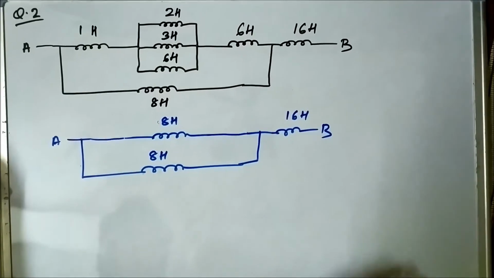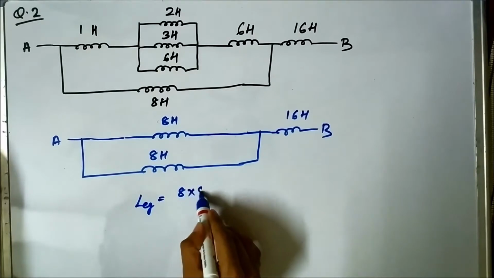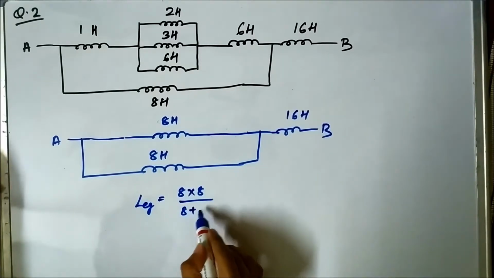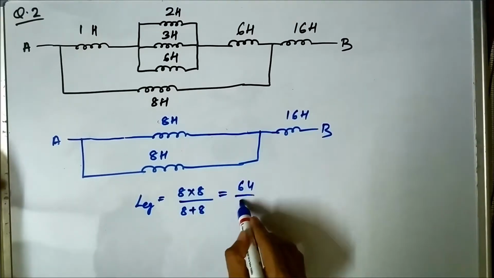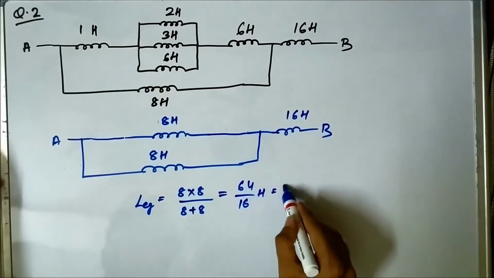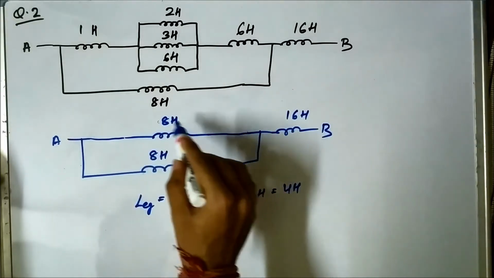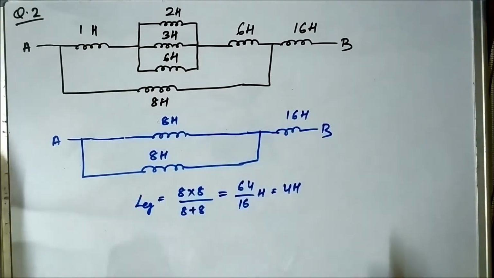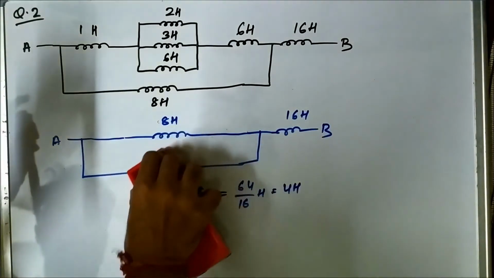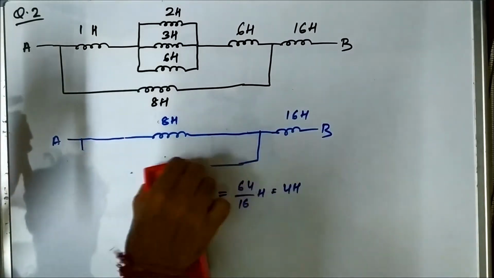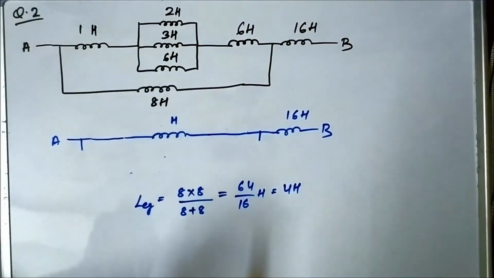Okay, so that will be L equivalent is equal to 8 into 8 by 8 plus 8. So that will be 64 by 16 Henry, which is equal to 4 Henry. So the equivalent inductance of this combination is 4 Henry. So let us just redraw the circuit again. We'll just simply remove this portion and this will be 4 Henry.